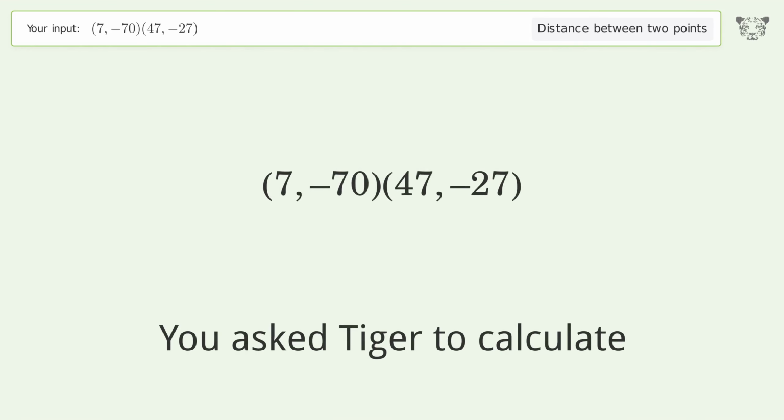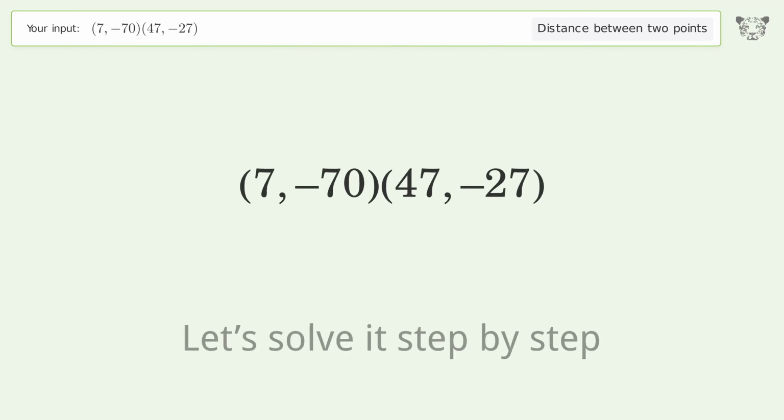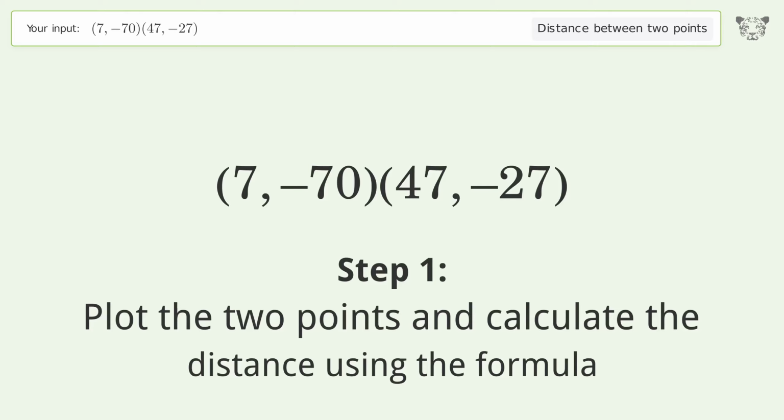You ask Tiger to calculate. This deals with the distance between 2 points. The distance between the 2 points is the square root of 3,449, or 58.728. Let's solve it step by step. Plot the 2 points and calculate the distance using the formula.